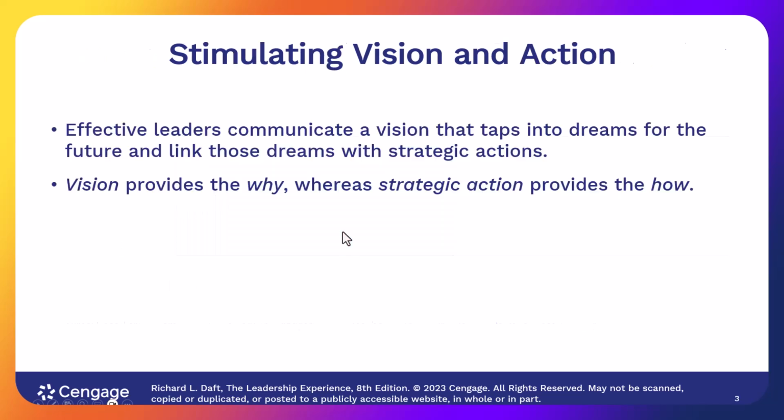So when we look at this, stimulating vision and strategy. Effective leaders communicate a vision that taps into the dreams for the future and link those dreams with strategic actions. Vision provides the why, whereas strategic action provides the how. So when people think in terms of vision, you think in terms of individuals who founded large organizations. And think about this, when they came up with nothing, somebody had to have the vision. Those are the visionaries. And then they came up with the vision, then the strategy is how we go about doing it.